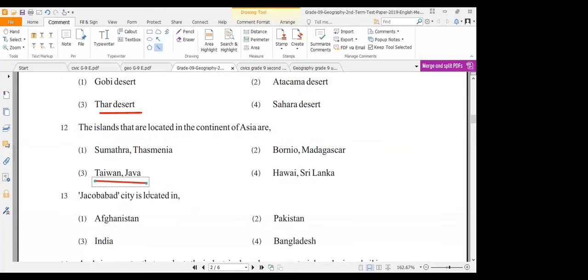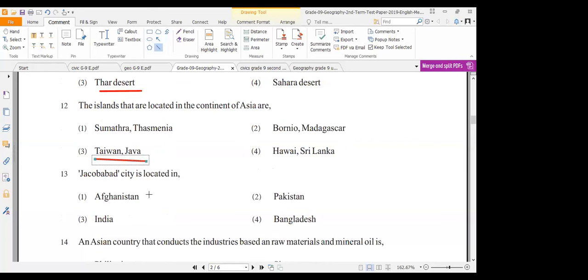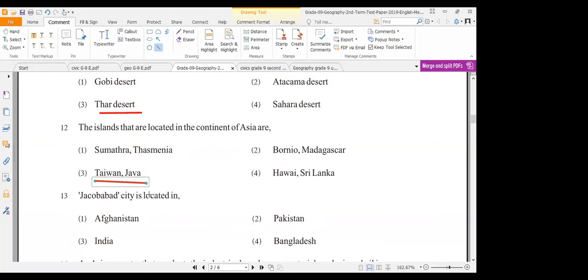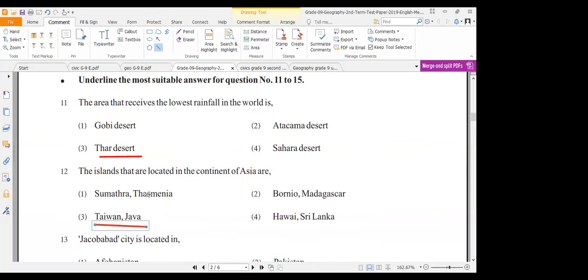Can you read the next one? Excuse me, sir. In the 11th question, the lowest rainfall is for the Gobi Desert, no, sir? Yes, sir.